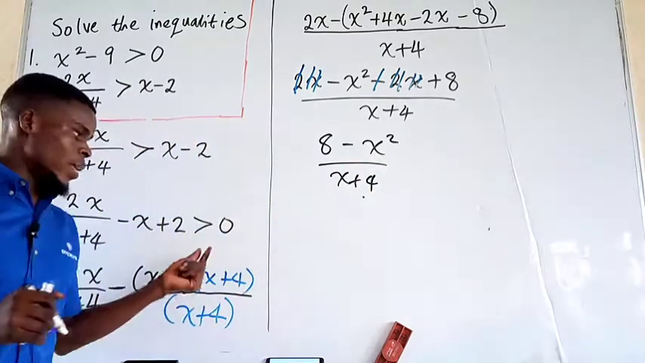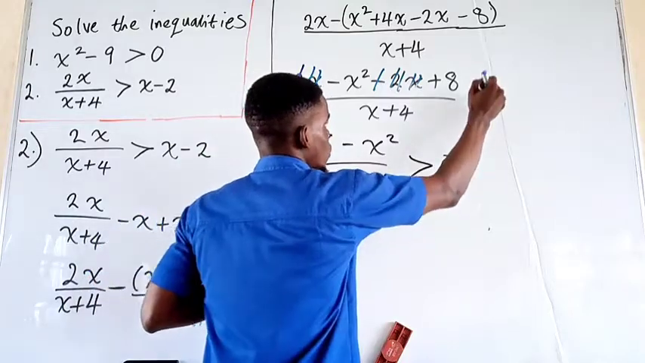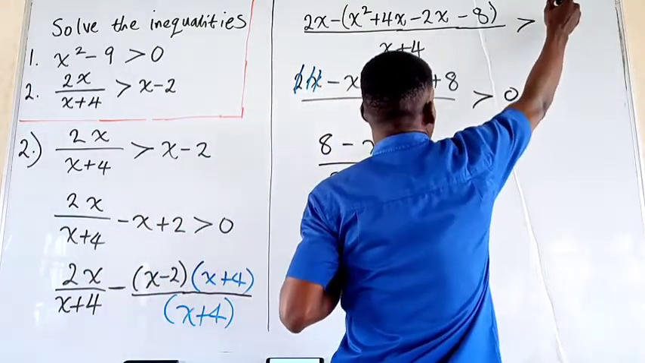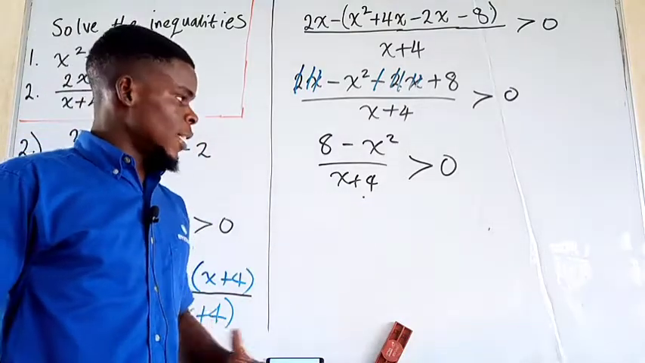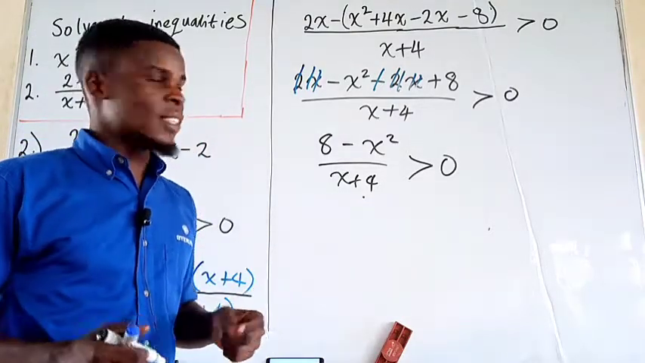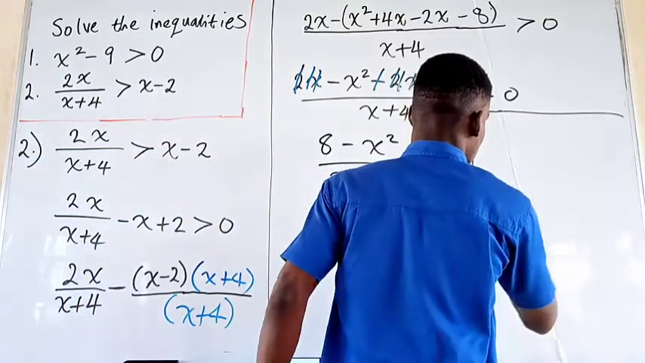And originally, we had it to be greater than 0, so we still move on with that: greater than 0. So this is a nice place to look at things in a very analytical way.